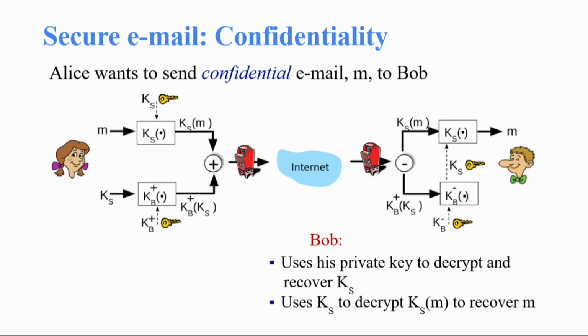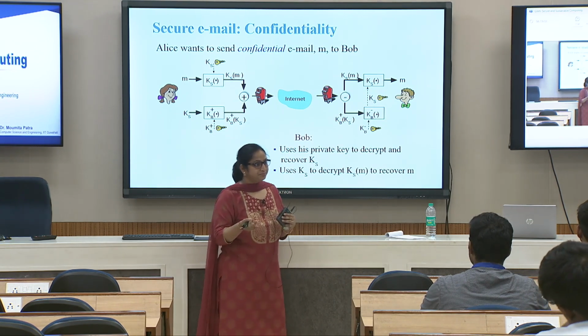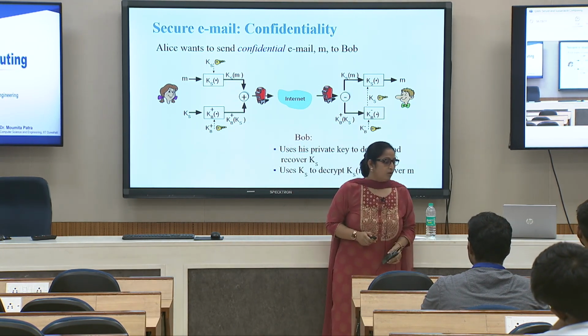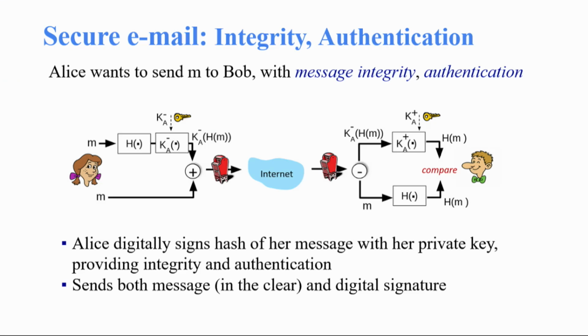But only confidentiality is not going to suffice. So we need to have integrity and accessibility, right? So how to do that? Now here we are going to put message integrity and authentication. What Alice will do is digitally sign a hash of her message. You can see this key sign here; that key is Alice's private key. So she digitally signs a hash of her message with her private key. That will provide the integrity and authentication.